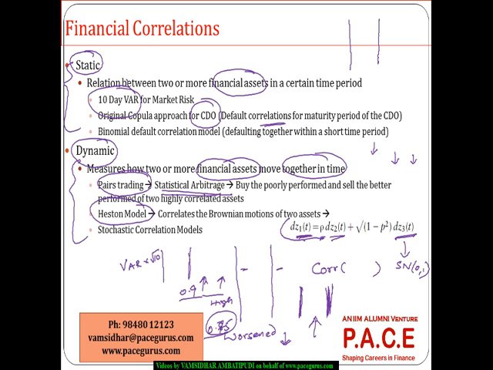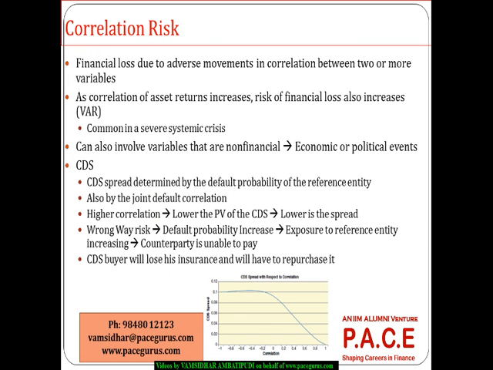So we really need to know whatever the correlation that we are measuring, is it a static correlation or is it dynamic? Now, what is this correlation risk all about? In the financial world, we observe that because of the adverse movements in the correlation between two or more variables, there is a financial loss coming up.